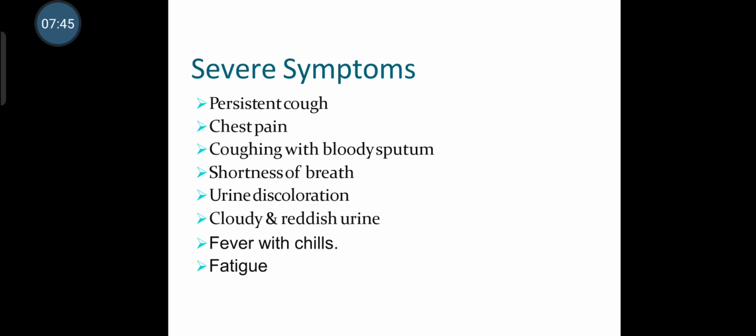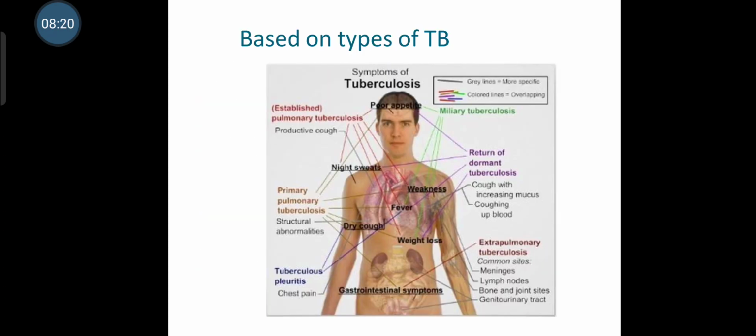Now the signs and symptoms. The severe symptoms include persistent cough. The person can have a cough for more than 3 weeks, continuous coughing. Chest pain is there because of the coughing, with bloody sputum, so the sputum coming after coughing contains blood. There is shortness of breath, urine discoloration, that is abnormal coloration of urine, cloudy and reddish urine, and fever with chills and fatigue. So these are the severe signs and symptoms of tuberculosis.